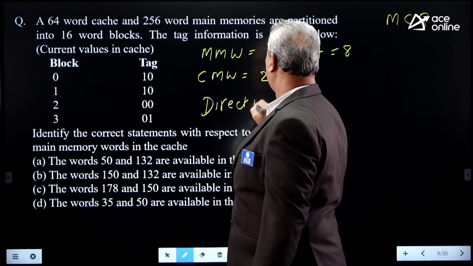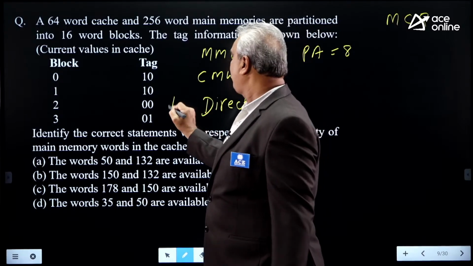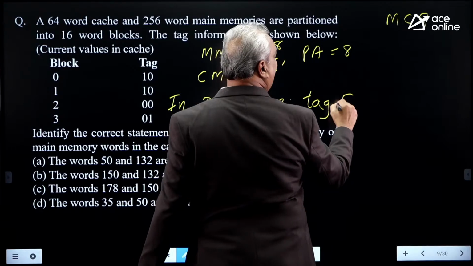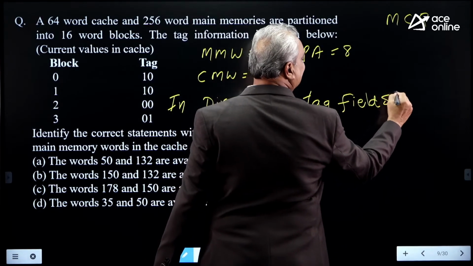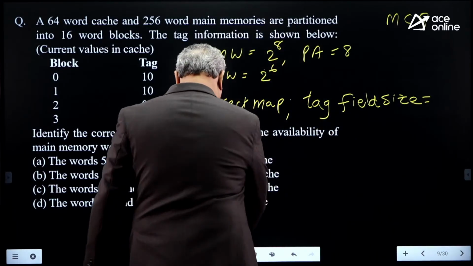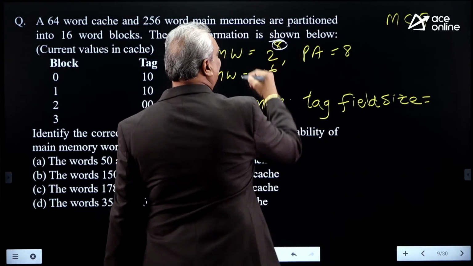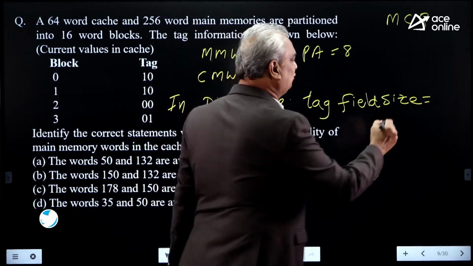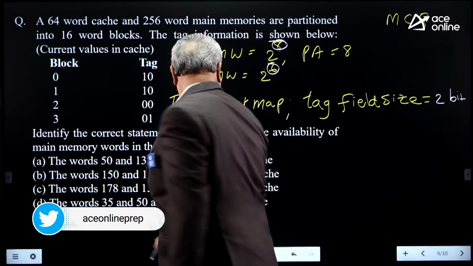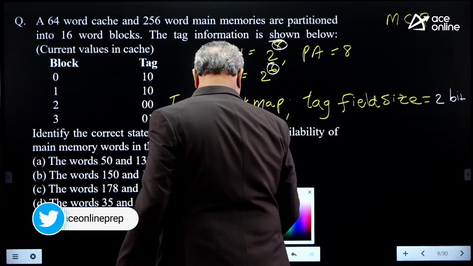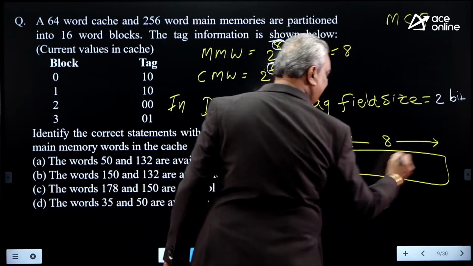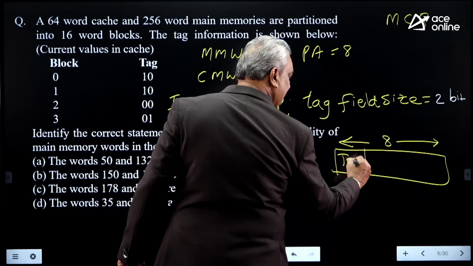In direct mapped cache, what about the tag field size? Tag field size is nothing but, already we discussed, PA minus CA. What is PA here? PA is 8 bit, CA is 6 bit, so it is 2 bit. What is physical address size? 8 bit. In these 8 bits, it is physical address format, 2 bits are used for a tag.